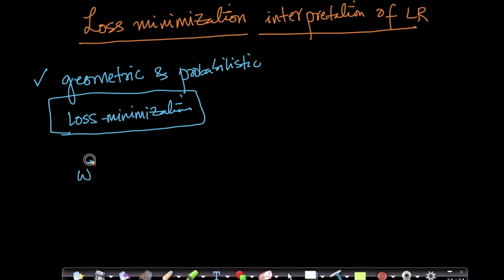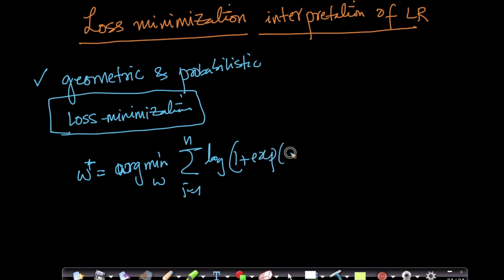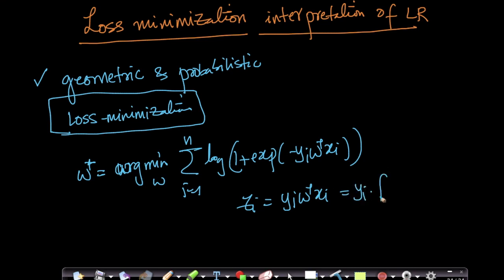Again, going back to our optimization problem, W equals the argmin of your loss function, right? Log of 1 plus exp of minus yi w transpose xi, right? Now let me call zi as yi w transpose xi. Sometimes it's also written as yi into f of xi. Because what is f of xi? It's nothing but w transpose xi in logistic regression, right?